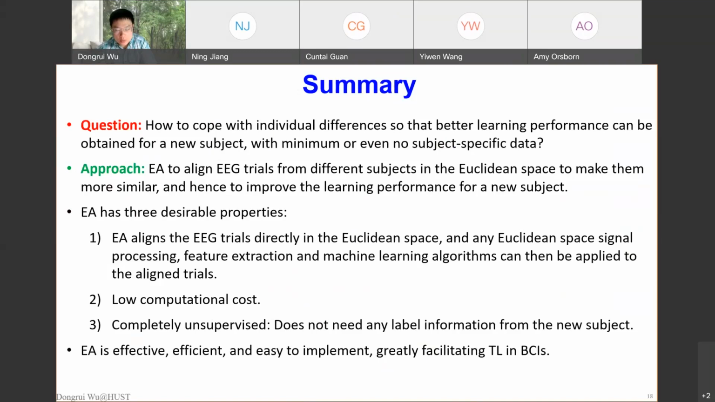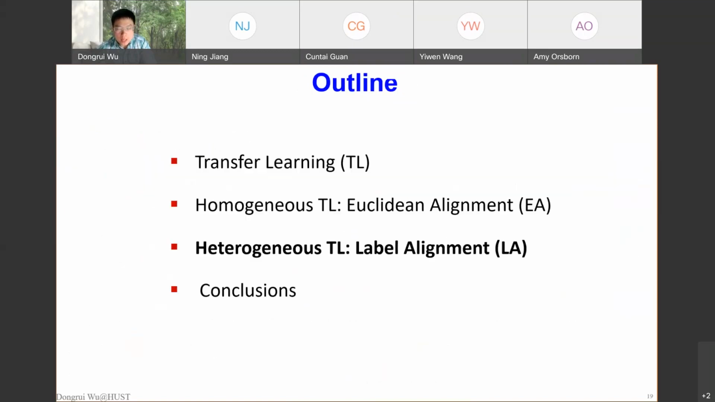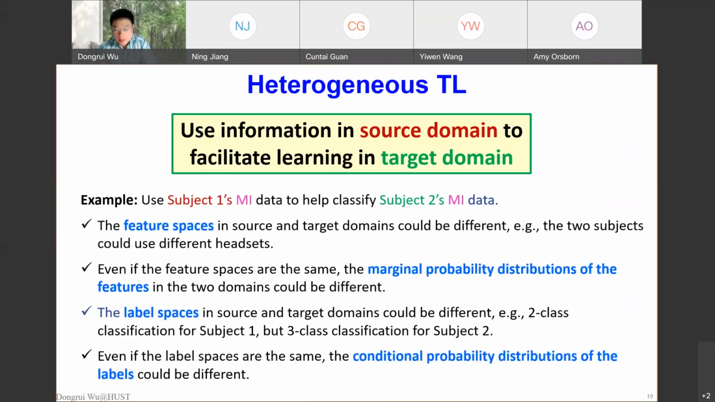And it can greatly facilitate transfer learning in BCIs. And we think that EA could be an essential pre-processing step for EEG-based BCIs. For the next part, I'm going to briefly introduce another proposed approach, label alignment for heterogeneous transfer learning.